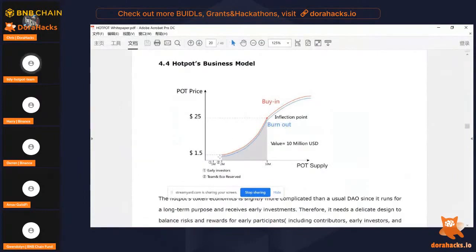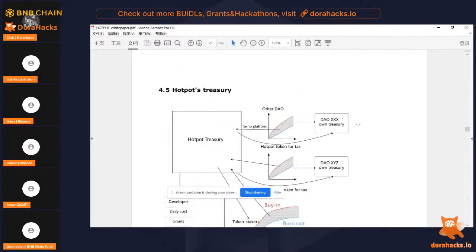So this is our much more complicated model. I will first explain what I said before. You can see these are the early investors. Their price can even be set to zero, and all of this money will flow to the treasury. However, they cannot interact with the bonding curve immediately. They have to wait until some point, and then they can exit. Otherwise the system will be very unstable.